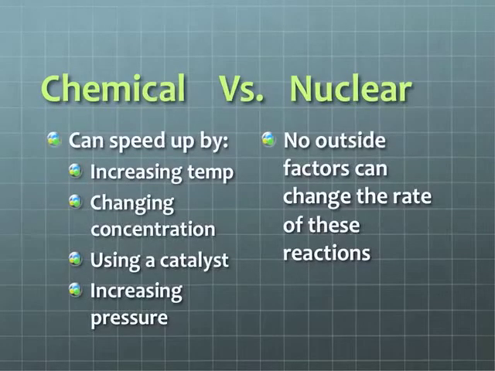You can speed up a chemical reaction by increasing the temperature, changing the concentration, adding a catalyst, or increasing the pressure if you're dealing with gases. For a nuclear reaction, there's no factors you can do that will make that happen any faster.